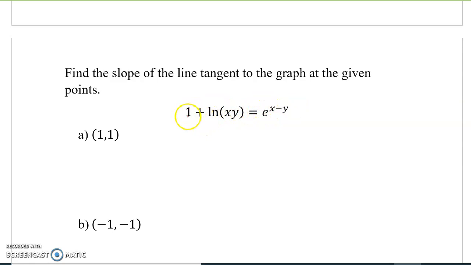I'm going to take the derivative of 1 and get 0. I'm also going to, well, before I take the derivative, let's go ahead and expand this out using properties of logs.